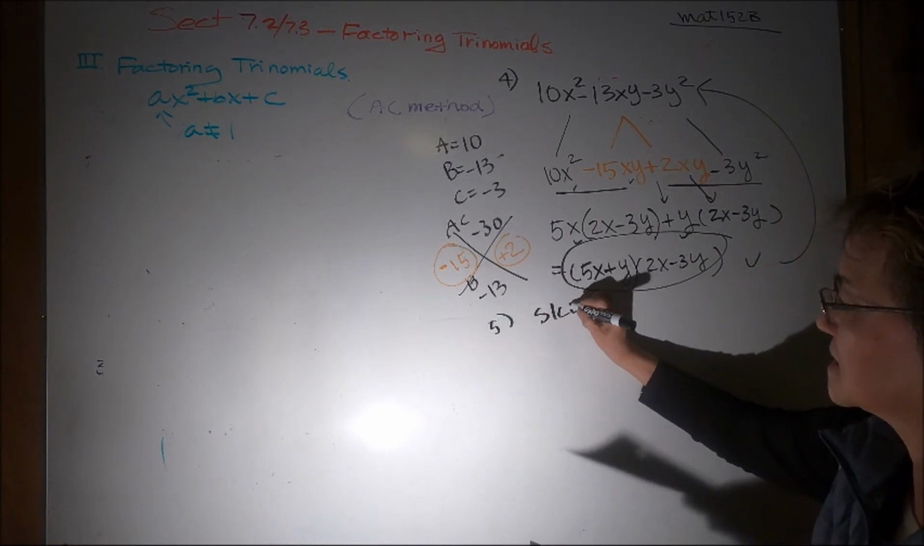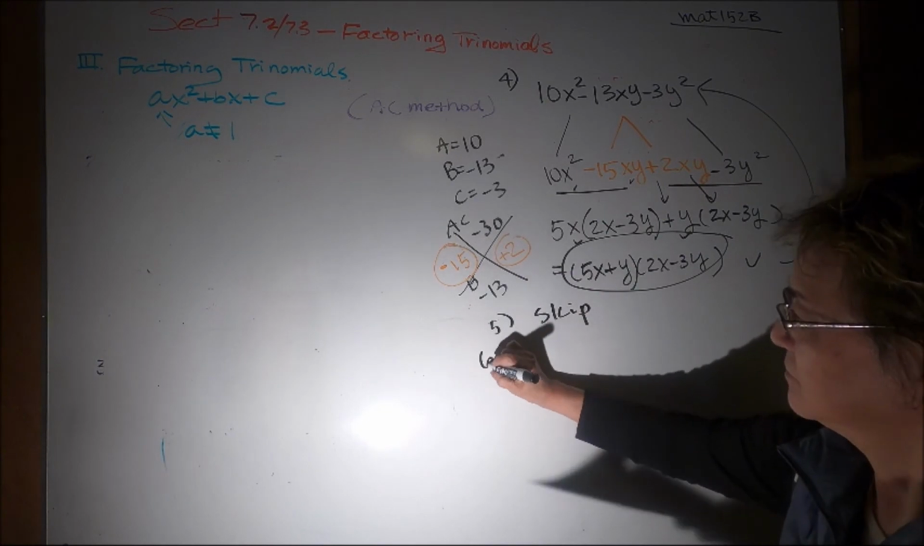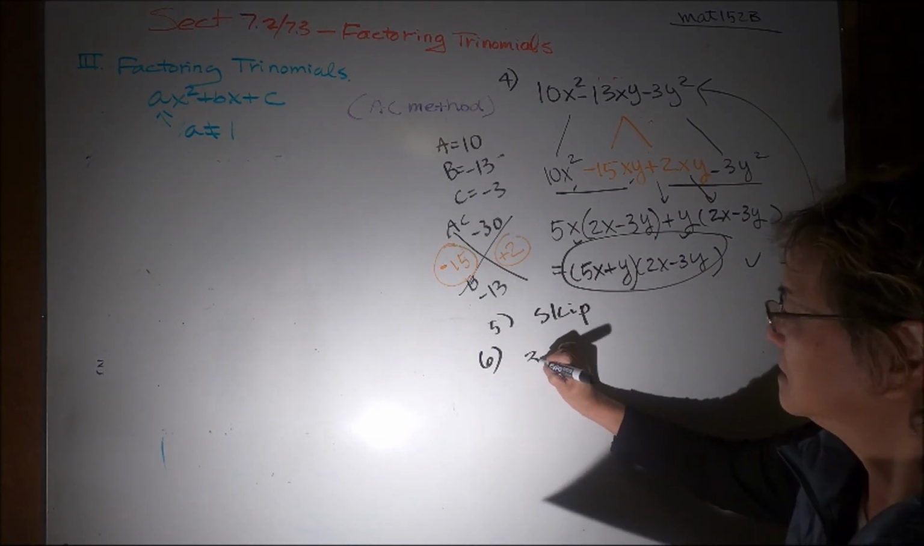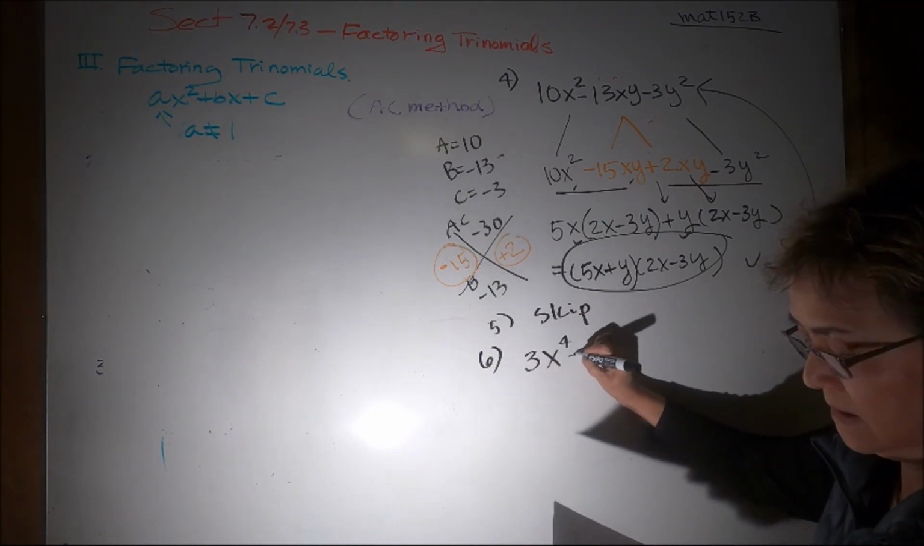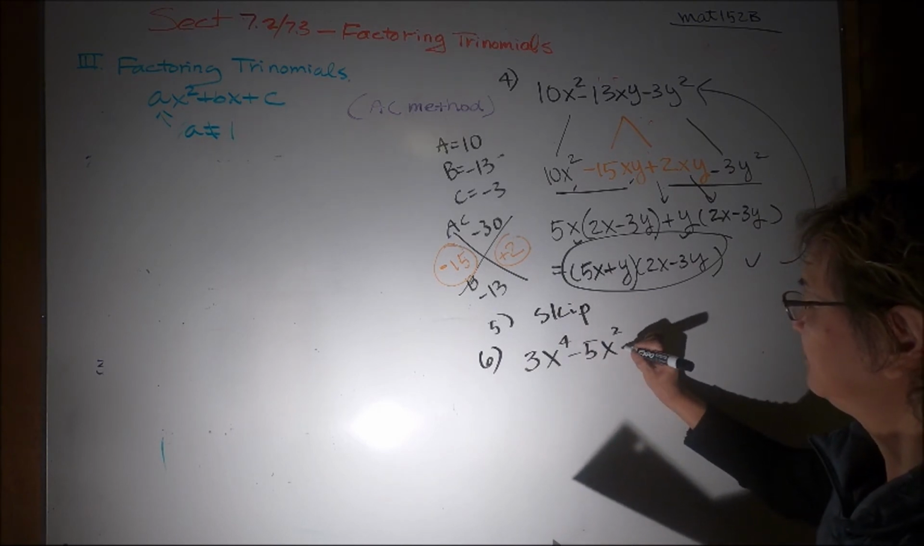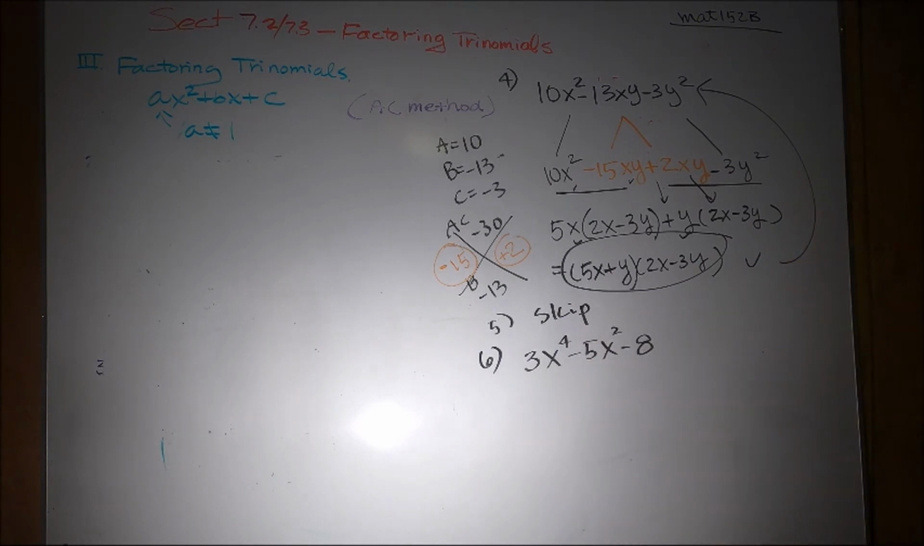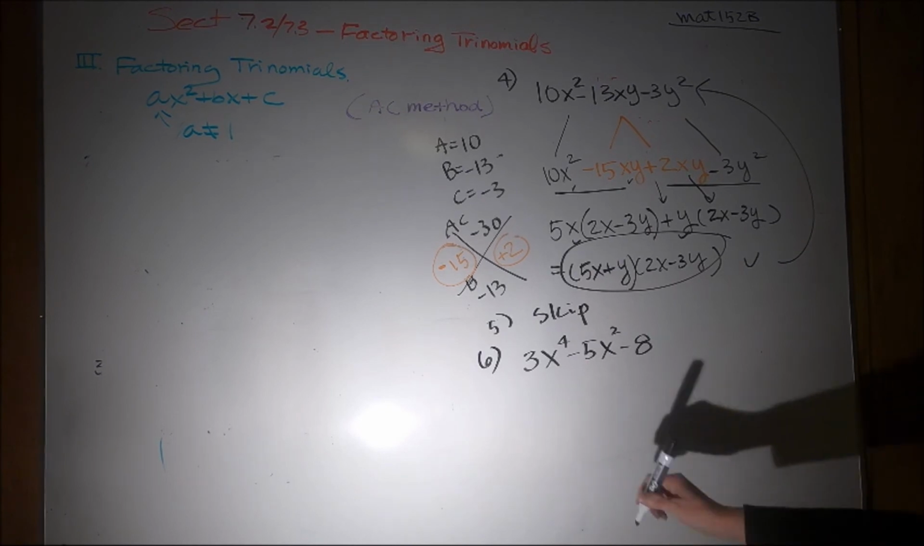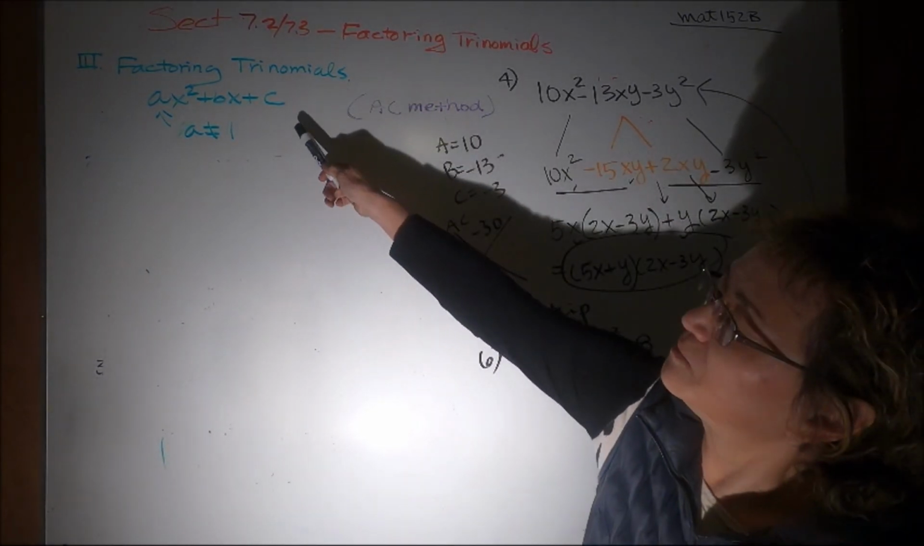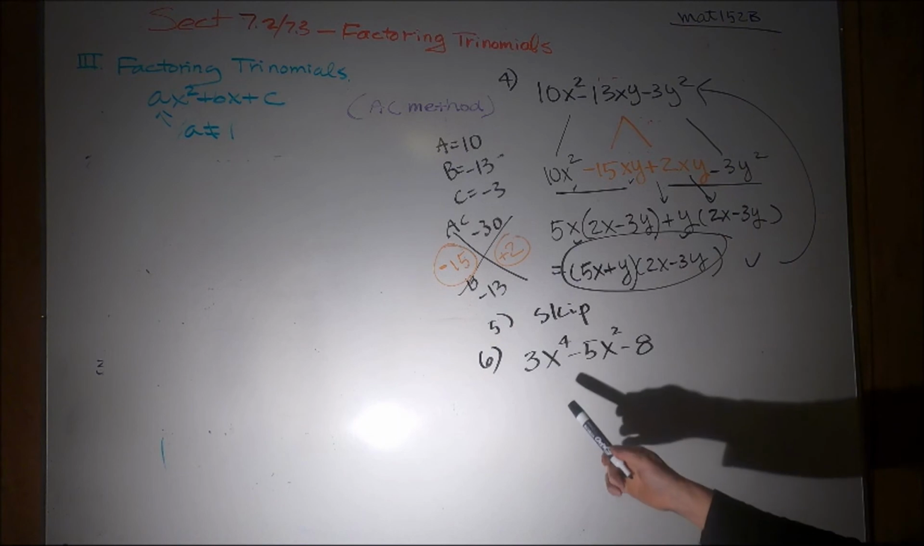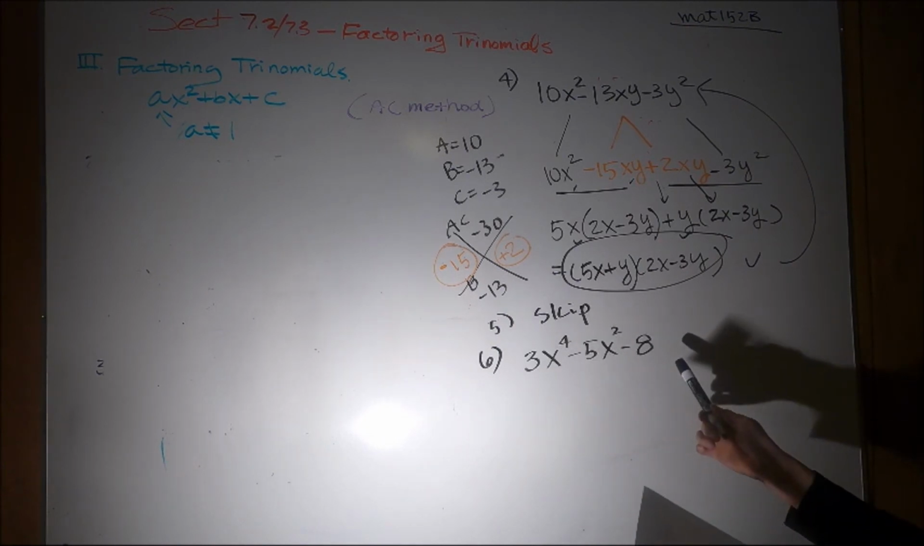Fifth one we are going to skip. They are the same. Let's do the sixth. So let's take a look at this one. Trinomial, but no longer to be what? Ax squared plus bx plus c. So x squared, but we have what? Fourth.